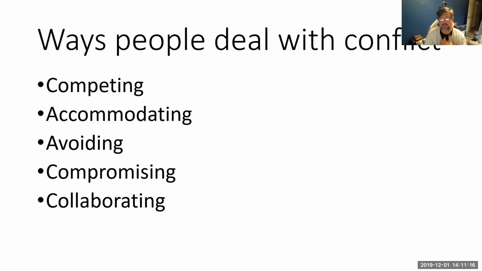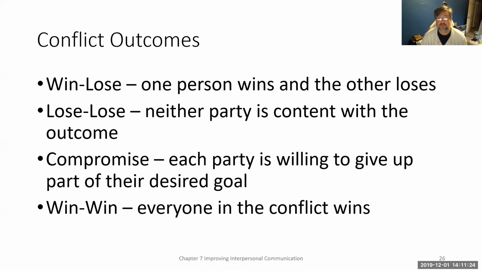Related to the ways people deal with it are the outcomes. What happens when you have the conflict? There's win-lose. That really happens with the competing style, right? One person wins, one person loses. But there's also lose-lose. So maybe you get in an argument with the person you're dating and you decide to break up. Nobody's happy, nobody wins that conflict. Then there's compromise, which, as we said, you sort of meet in the middle, you give up a little bit, but you can live with it. And then win-win, that's the collaborative. Everybody's 100% happy.